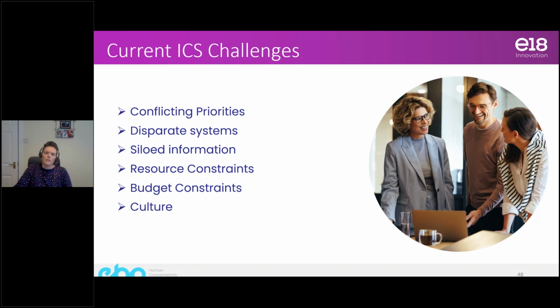Culture. This has really changed since COVID, with fewer staff worried about losing jobs to technology and more actually looking to use technology to support them with their workloads.